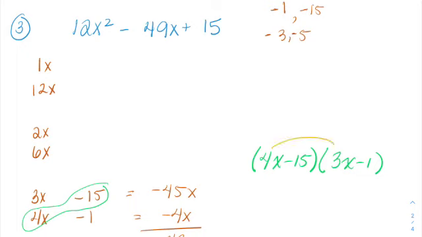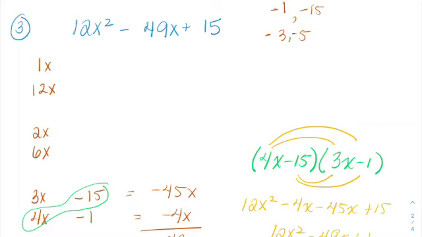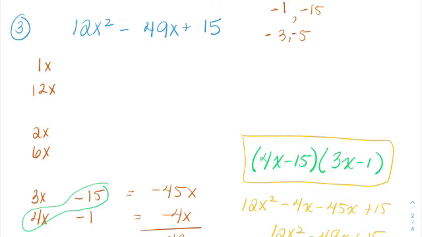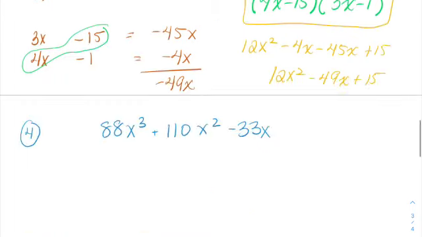So if I do first, that's 12x squared, outers minus 4x, inners minus 45x, and last will be plus 15. Combine your like terms, and we should have the trinomial that we started with. Let's just take a look, and yes, we do. So I'm going to get rid of these arrows. Here is my final answer. Guess and check is always the way to go, in my opinion.